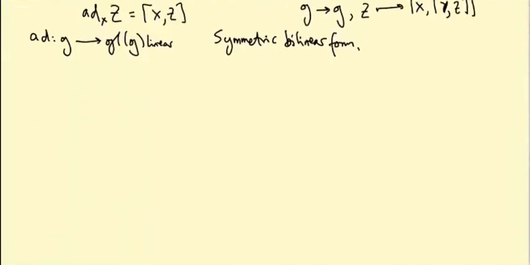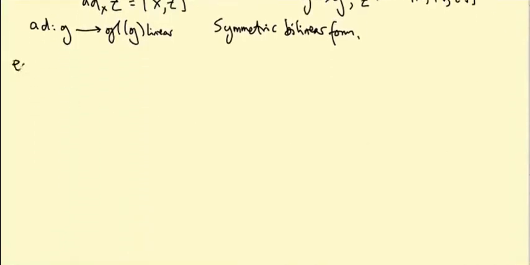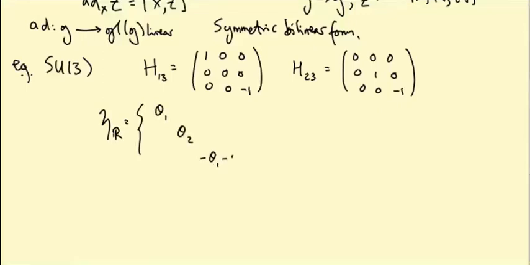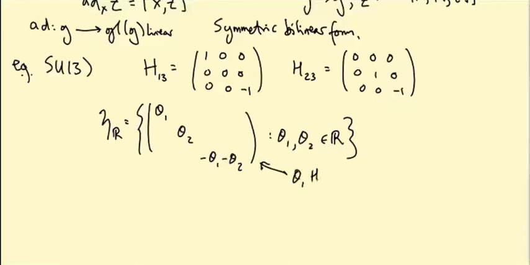So the example I want to do is on SU3. I want to take H13. This was the matrix 1 0 0, 0 0 0, 0 0 -1, and H23. This was the matrix 0 0 0, 0 1 0, 0 0 -1, and together these guys span this subspace little h_R. Right, this was the set of matrices diagonal with θ1, θ2, -θ1-θ2, with θ1, θ2 real. That's because this matrix here is just θ1 times H13 plus θ2 times H23.